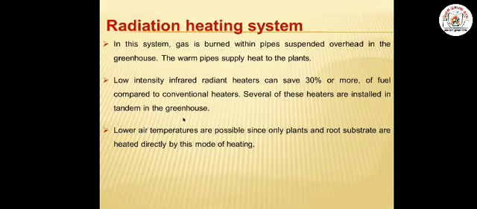So in short, we have seen this radiation heating system. Gas is burned within pipes suspended overhead in the greenhouse, and the warm pipes supply heat to the plants. Low intensity infrared radiant heaters save 30% or more of the fuel as compared to conventional heaters. By means of radiation, heat is transferred to the greenhouse interior.